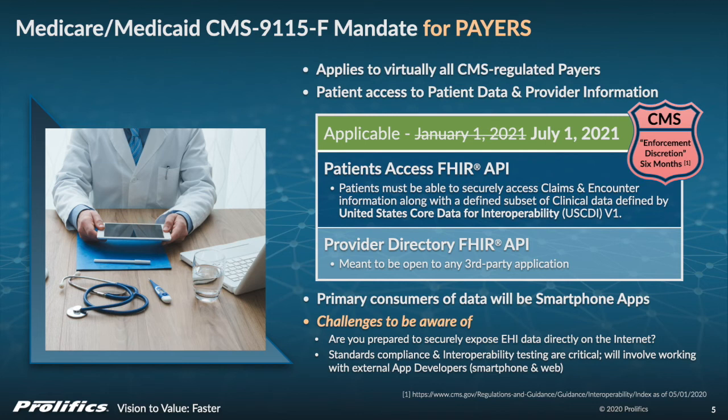Now, the primary consumers of this data are really going to be smartphone apps. If you have an iPhone and you've used the health app, for example, that gives you an example of what customers will be using to access this data. A couple of challenges to be aware of if you're a payer. The first being when you create these APIs, you need to make sure that you have sufficient security in place so that these systems can be exposed directly onto the internet. As soon as they're public and people know they're there, good people are going to start accessing their data. Bad people are going to start poking around on the APIs to see if they can exploit them and get access to data that's behind them.